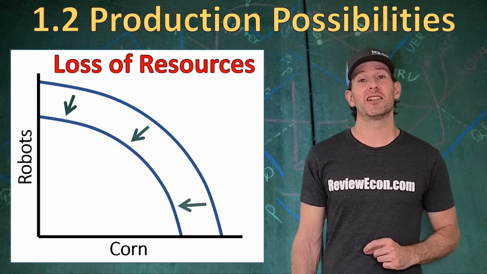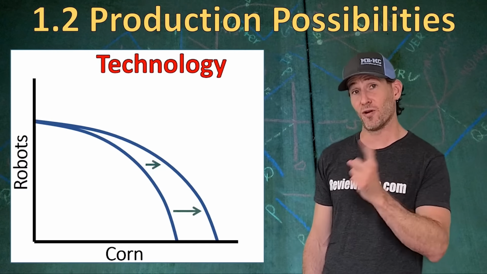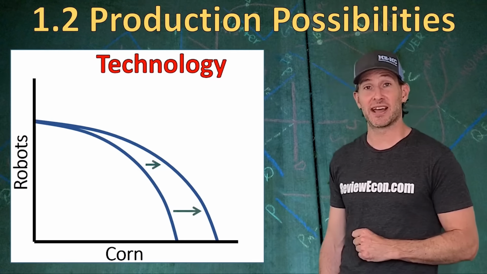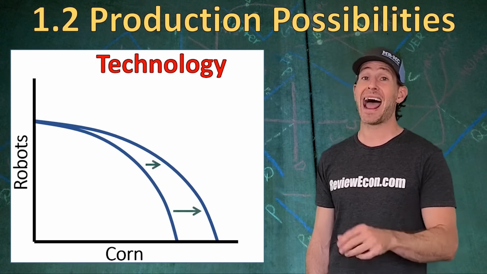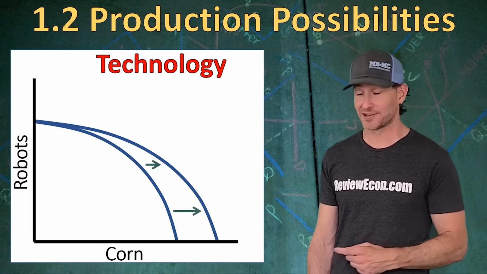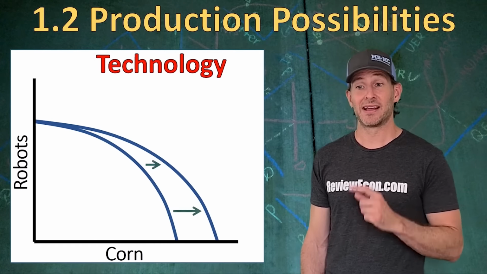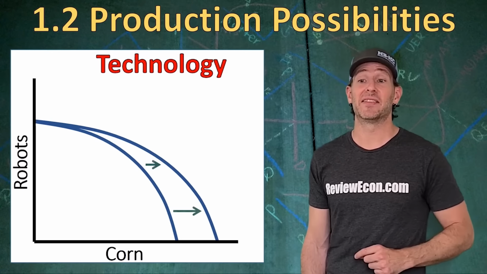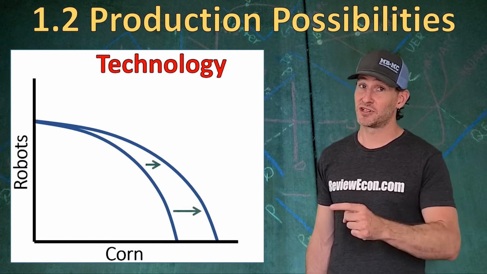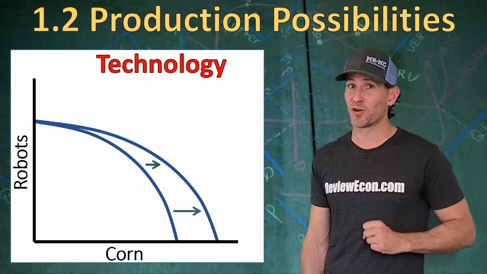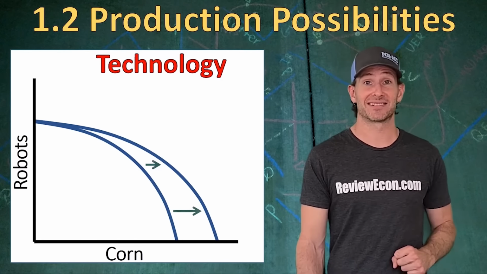If we have new technology that only impacts the production of one of these goods, we would see it something like this. Here we have technology that has increased the production of corn, but hasn't changed the production of robots. It kicks out the corn side, but it doesn't change the robot side. Here we would see an increase in the opportunity cost for producing robots, because we're now losing even more corn if we decide to make robots instead.